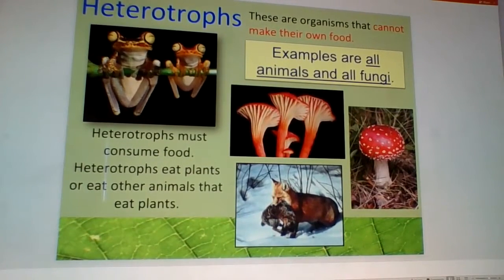Heterotrophs. These are organisms that cannot make their own food. Examples are all fungi and all animals. Remember that heterotrophs must consume food. Therefore, they eat plants or they eat other animals that eat plants. So you're getting a system where you start with plants, and then you have animals eating those plants, and then other animals eating smaller animals, and it goes throughout an entire food web and a whole ecosystem.